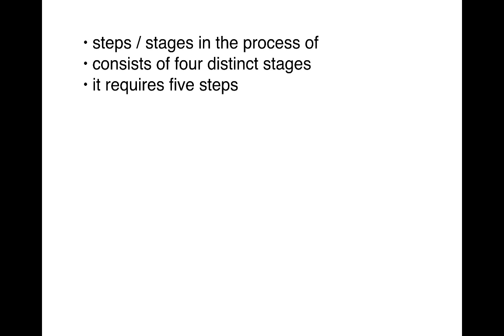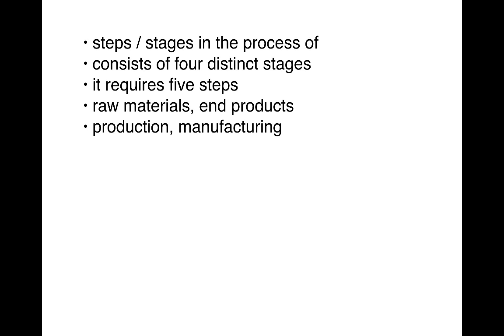We've got steps or stages in the process of, consists of 4 distinct stages, it requires 5 steps, raw materials, end products. I almost always use those 2 phrases in this type of report because a man-made factory process starts with raw materials and always ends with end products. Production, manufacturing. Turn used glass into new products. Turn into means to transform something.